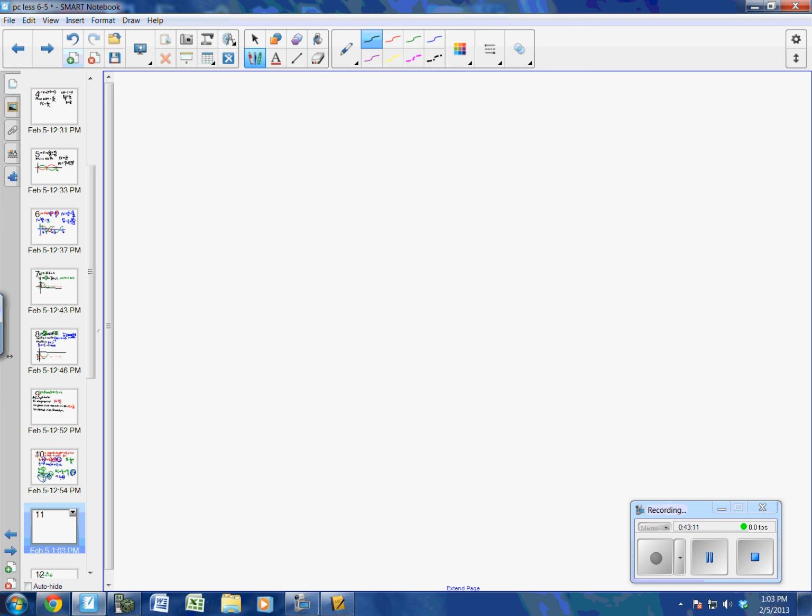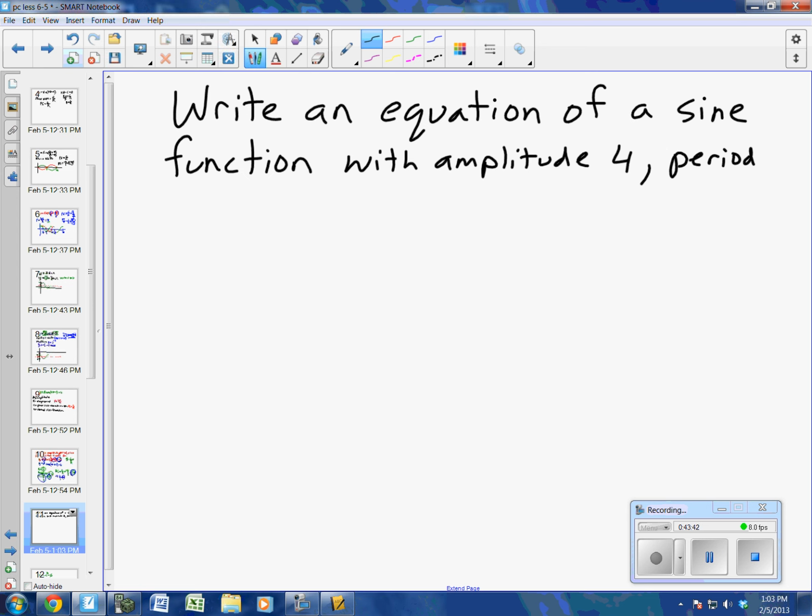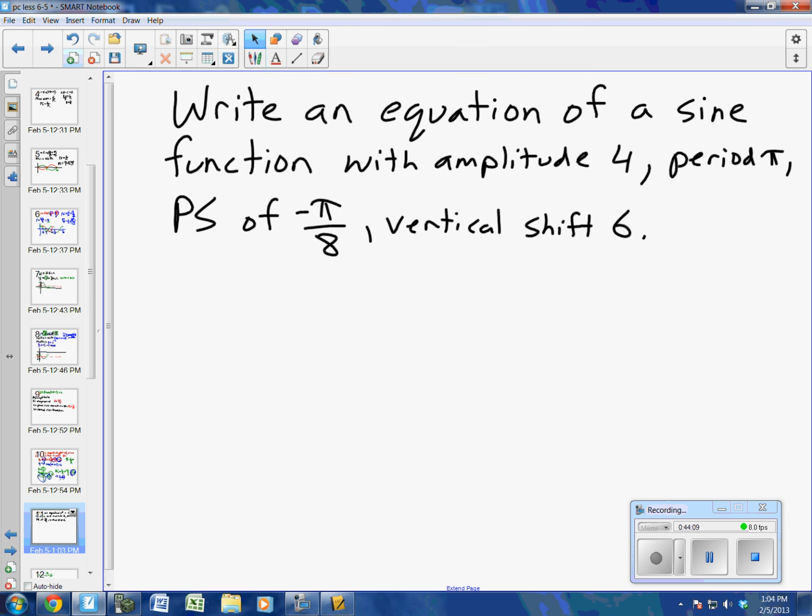This one right here, I want you guys to write an equation. You got to do the opposite. Write an equation of a sine function. It's just going to be the opposite of what you did, with amplitude of 4, a period of pi, of phase shift, I'm just going to put PS for phase shift, of negative pi over 8, and a vertical shift of 6. Okay? So you guys got to write an equation now. See if you can do this.